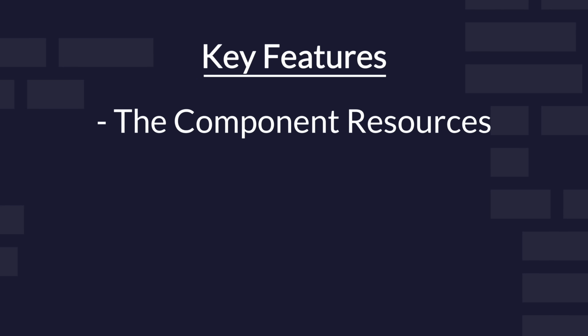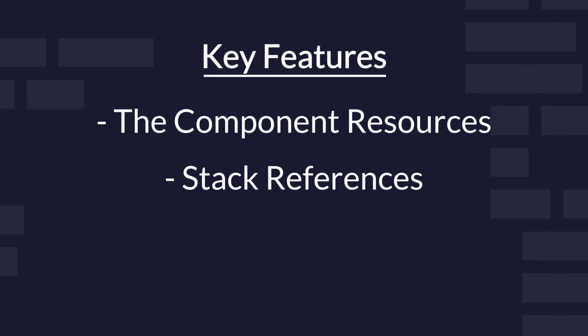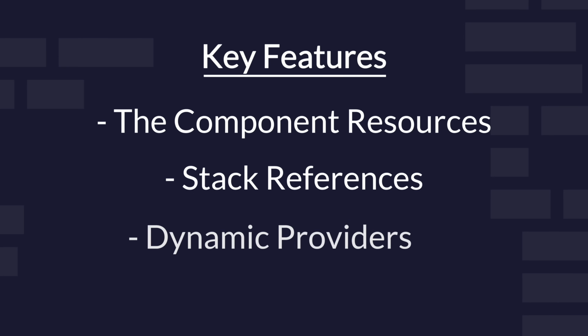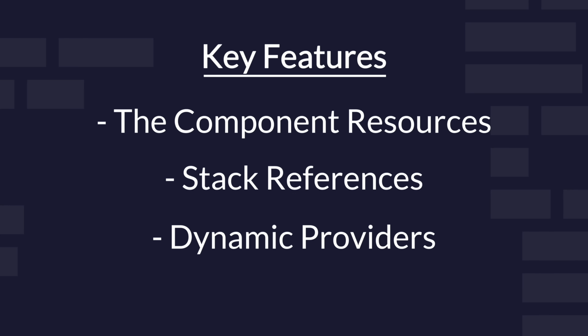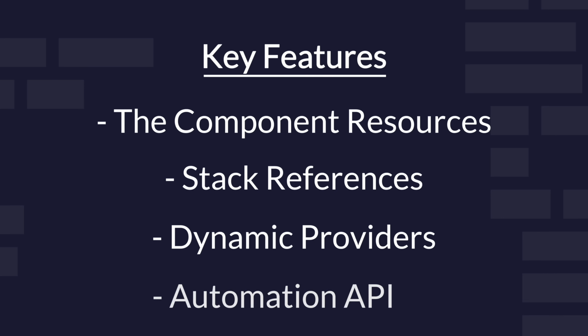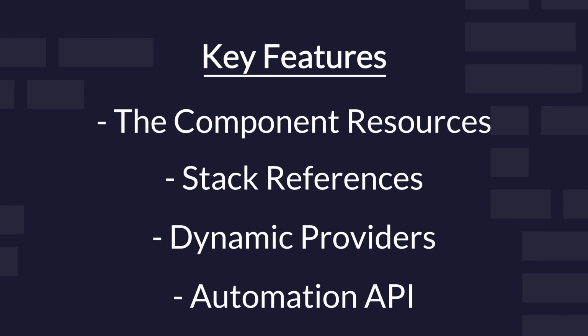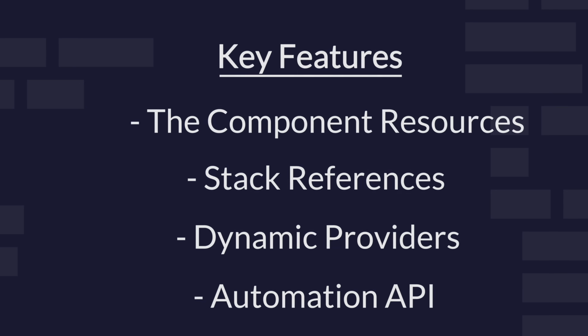These are resources that encapsulate multiple child resources, allowing users to represent several related resources as a single unit. Stack references. This feature allows users to create multiple stacks and consume the outputs exported by other upstream stacks. Dynamic providers. This feature serves as an escape hatch for when there's no official provider for a resource. Automation API. This API allows users to programmatically invoke CLI operations, enabling advanced deployment scenarios.